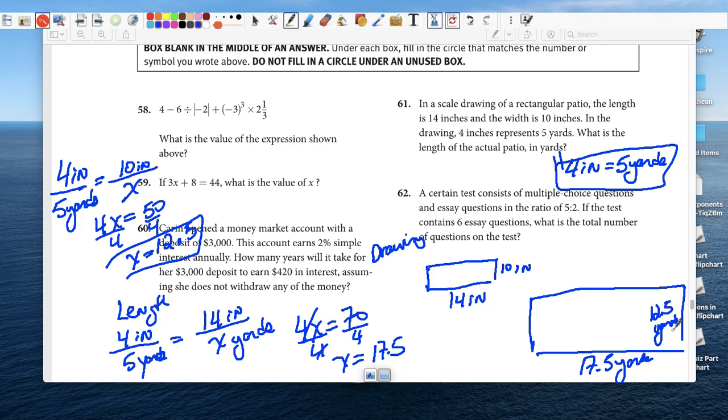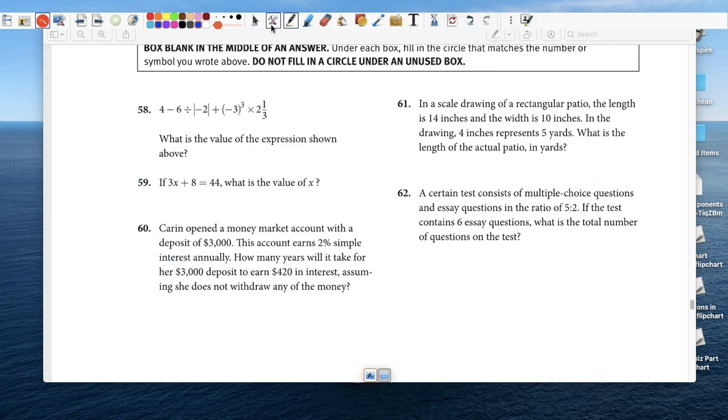Do we need both? No, they just wanted the length. So actually the answer was 17.5. So we did a little extra. I did a little extra.